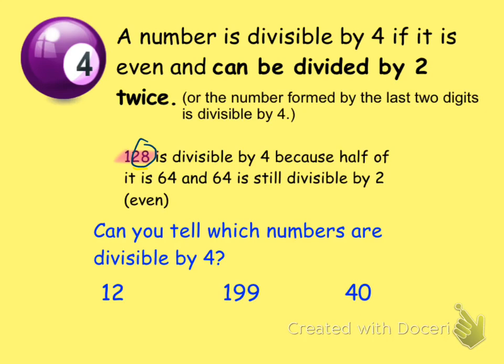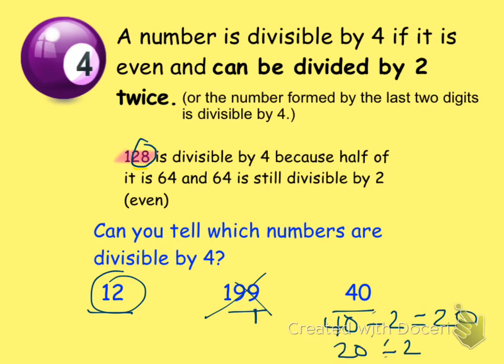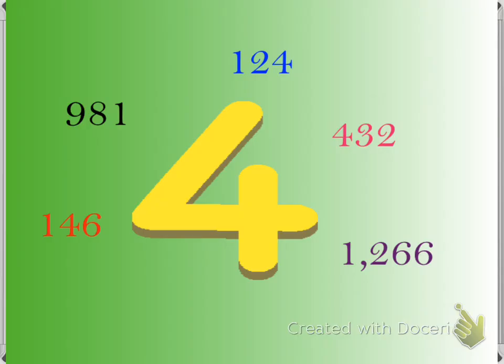So if you check down here which numbers are divisible by 4, 12, we know 12 divided by 4 is 3, so that is divisible by 4. 199, right away I look, and it's not ending in an even number, so that would not be divisible by 4. With 40, we could try to divide it by 2 twice. 40 divided by 2 equals 20, and 20 divided by 2 equals 10. So I can divide it by 2 twice. Therefore, yep, divisible by 4.